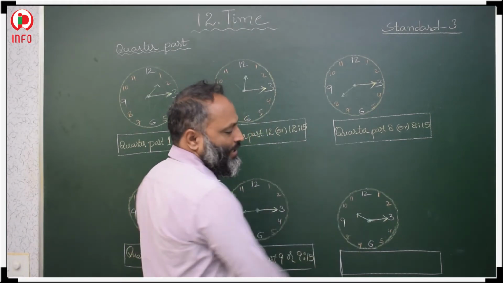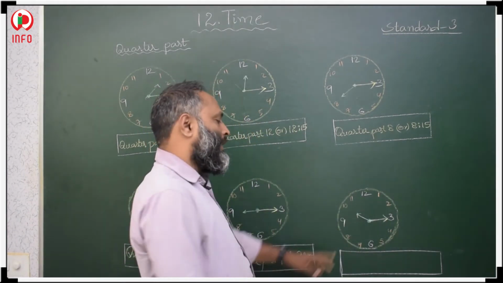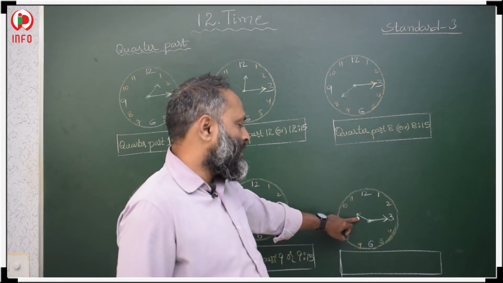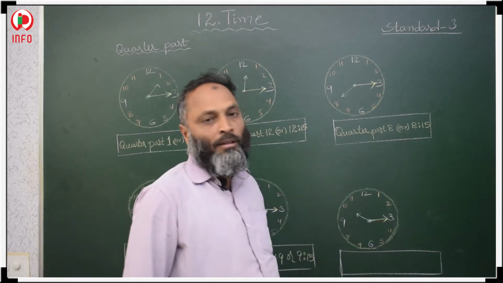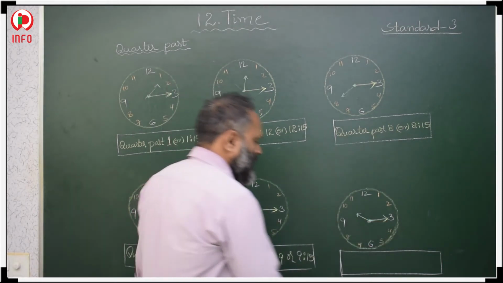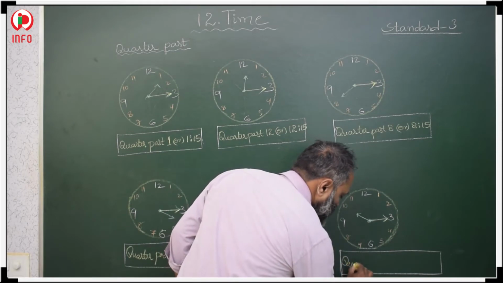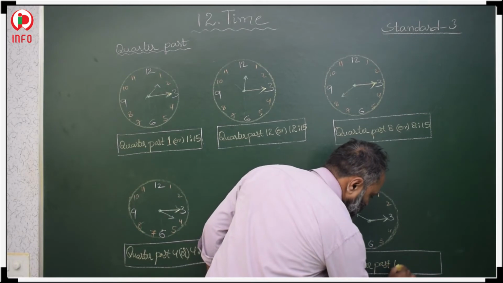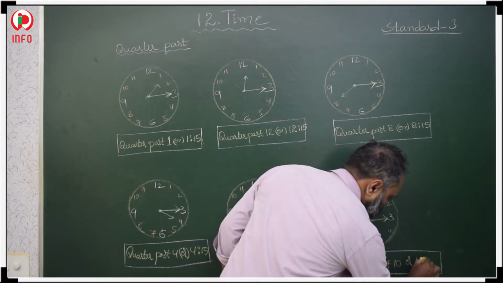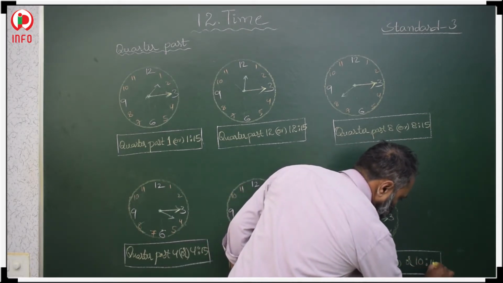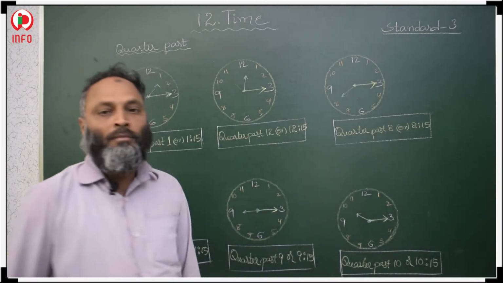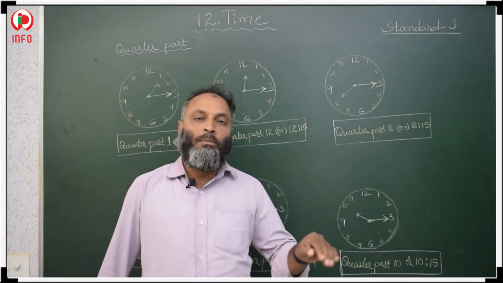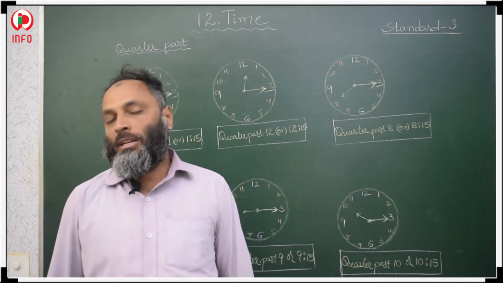Here quarter past 10. Why? The hour hand is at 10, and the minute hand is at 3. So quarter past 10, or 10:15. 10 hours 15 minutes. Okay. This is about quarter. Quarter means whenever the minute hand is at 3, that is 15 minutes, quarter past.